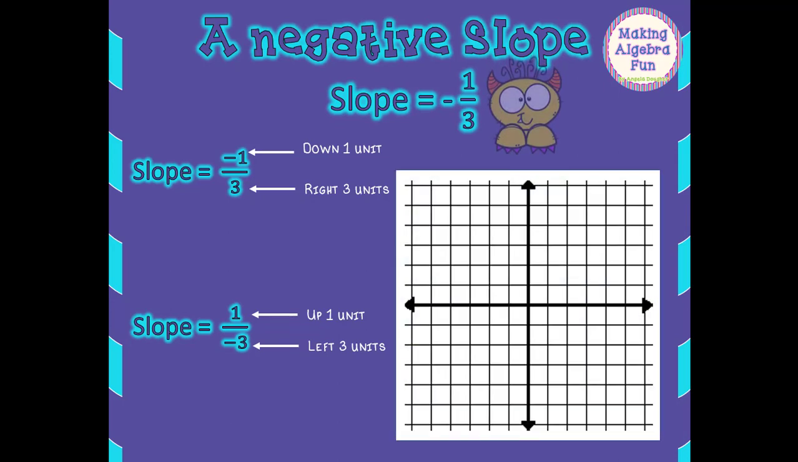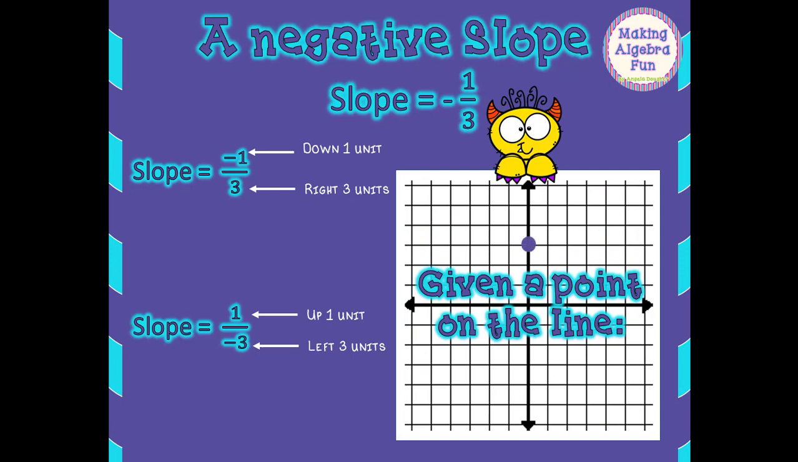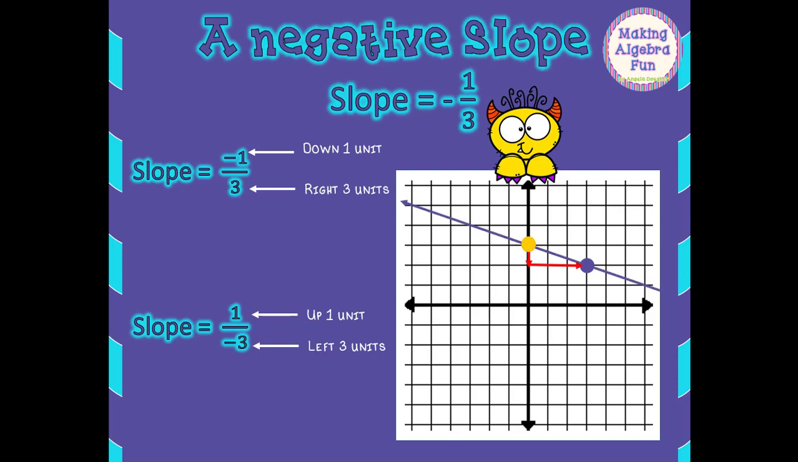Either way will work. So let's get a point on the line. I'm just going to give you a point here to start with. If we try it the first way, we go down 1 unit and to the right 3, we get to another point on our line. Now, if we start with that same point that we started with the first time, and we do it the second way, we go up 1 unit and left 3, we get a different point, but it's on the same line, and it still creates the same line that we got the first time. So it doesn't matter if you use the negative with the numerator or the denominator, but definitely don't use it twice, just one time.